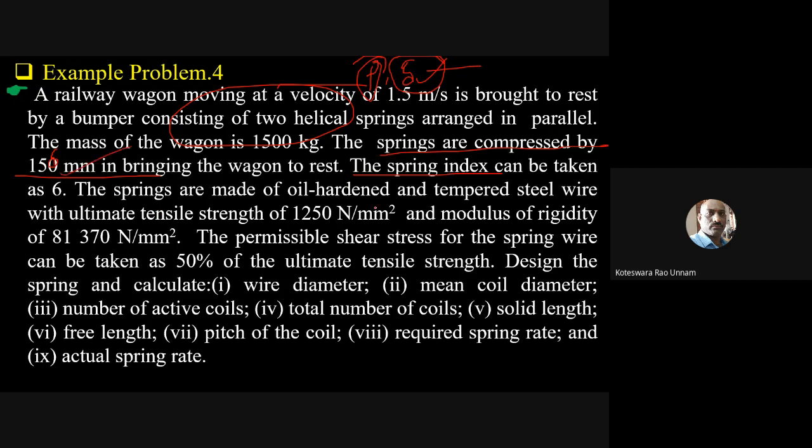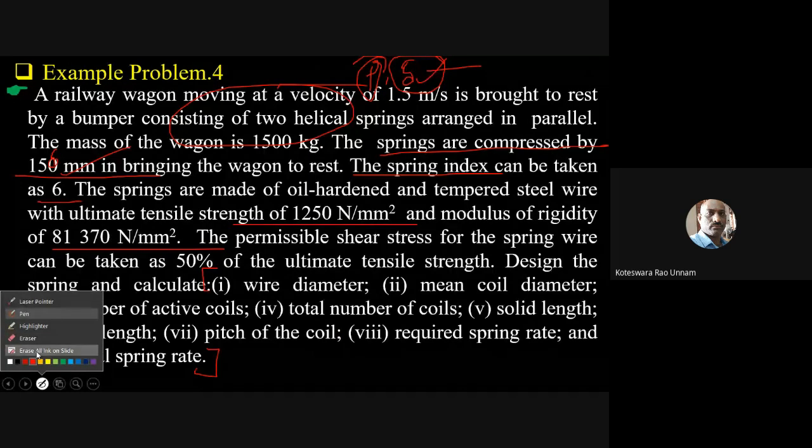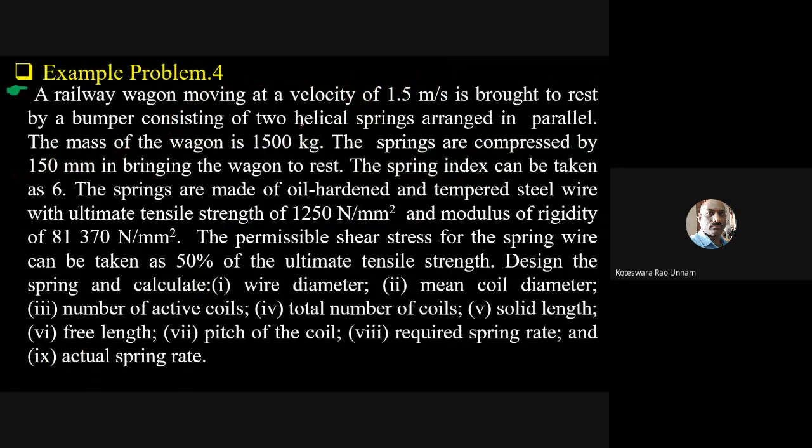So the remaining parameters are the same. Spring index is given, allowable shear strength is given, and G is given. Everything is given, and you need to calculate the same parameters only. So everything is the same. Only thing is in this problem the load P is given indirectly. So how can we compute that P here? For that he has mentioned where the springs are used. Here the springs are used in a buffer.